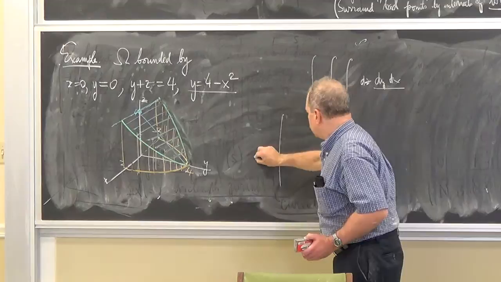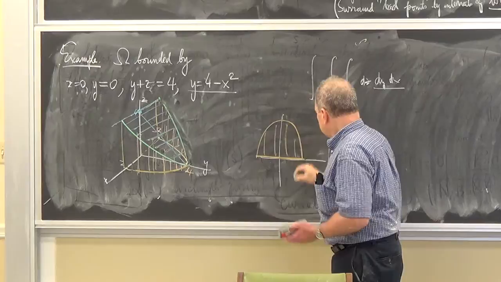So in the xy plane, what's the region looking like? Just the parabola, and then cut off by y equals 0 there.